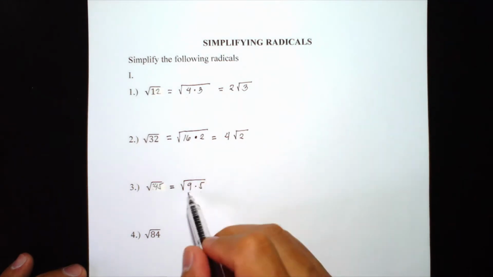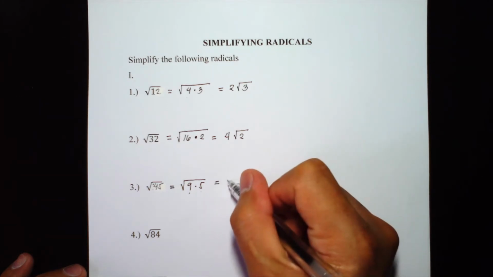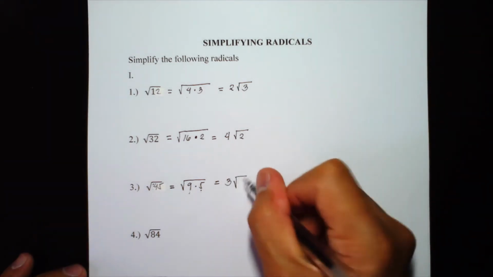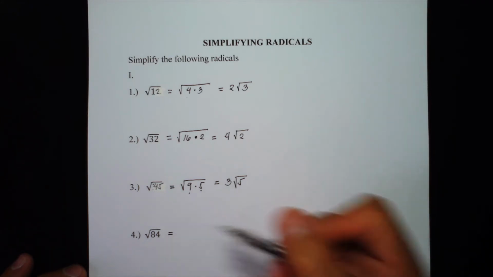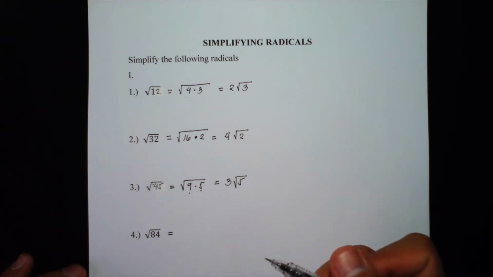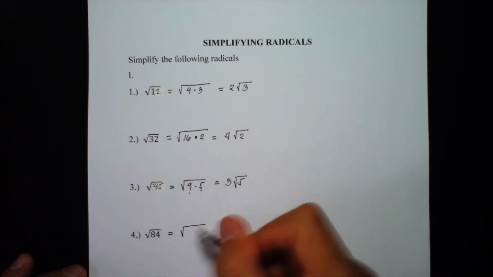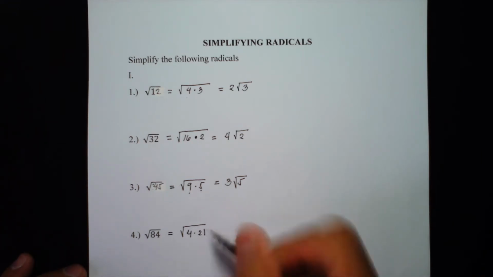So what is the square root of 9? That will be 3. And since 5 is not a perfect square, it remains inside of the radical sign. So that will be 3 square root of 5. Next, let's have example number 4. Same rule. Think of two numbers. The product is 84. So the two numbers are 4 times 21.